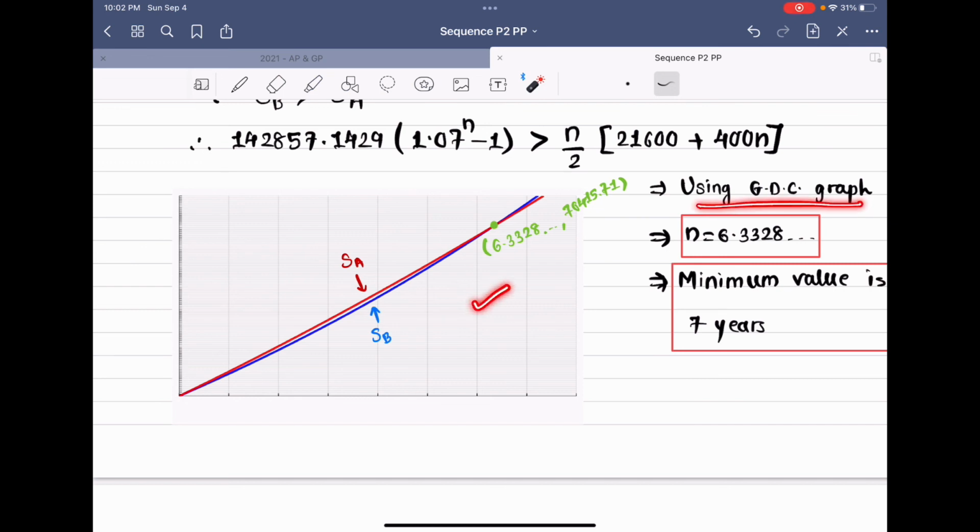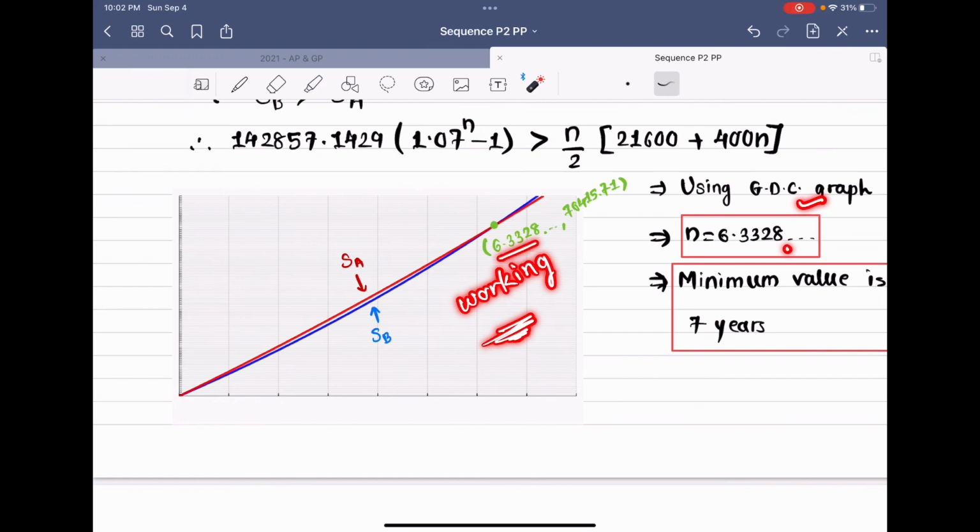I will show this sketch. I will write down this is my SA, this is my SB. I will write down this point also because this is my working. Please do not skip this part. Write down this and do not directly write down the answer.